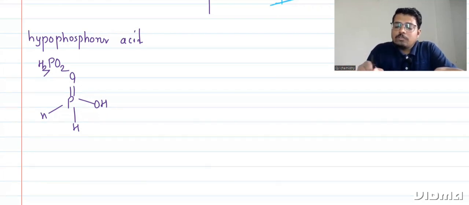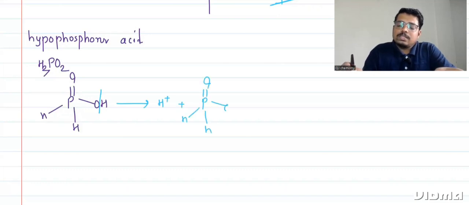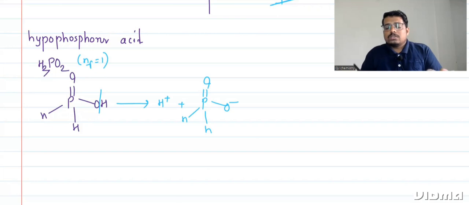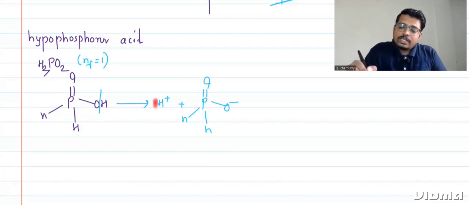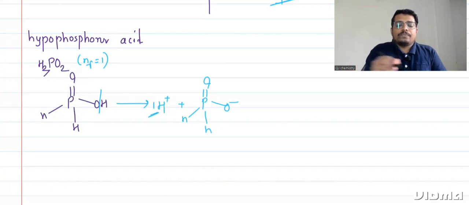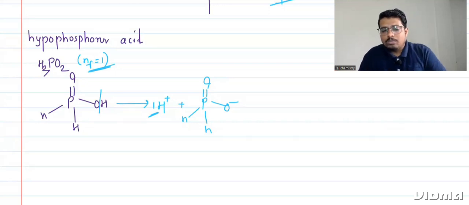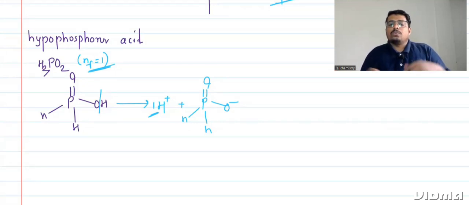Hypophosphorus acid on dissociation gives only one H plus ion. Hence, its basicity is equal to 1, so its N factor is equal to 1. It is a monobasic acid because it gives only one H plus ion. The N factor of hypophosphorus acid is equal to 1.